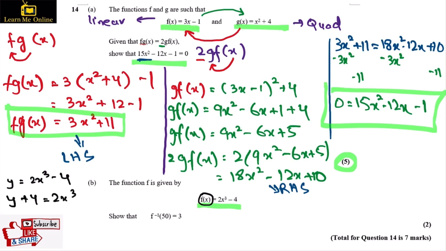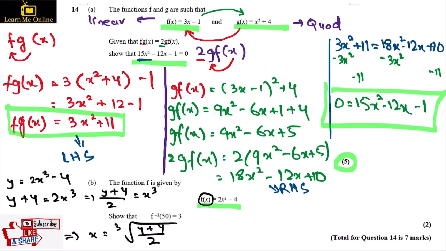Because we are trying to make x the subject, it would be y plus 4 over 2 equals x cubed. It's still not x as the subject, because we have x cubed. So we do the cube root on the other side. So x would be the cube root of y plus 4 over 2.